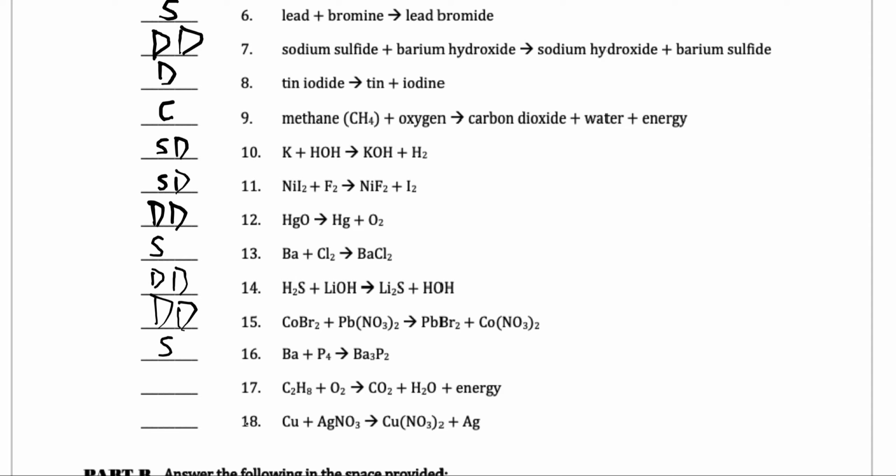C2H8 plus O2 equals CO2 plus H2O plus energy. So once again, that would be carbon monoxide plus H2O plus energy, which is not carbon monoxide, carbon dioxide. My apologies. Carbon monoxide would be CO. So this results in, obviously, combustion. Okay, my C is a little bit weird there. Okay, combustion. And the last one, Cu plus AgNO3 is CuNO3 plus Ag. So these two get switched over, therefore resulting in a single displacement.